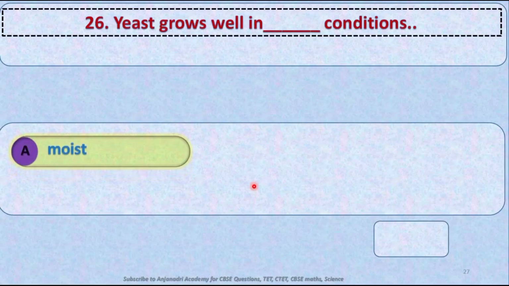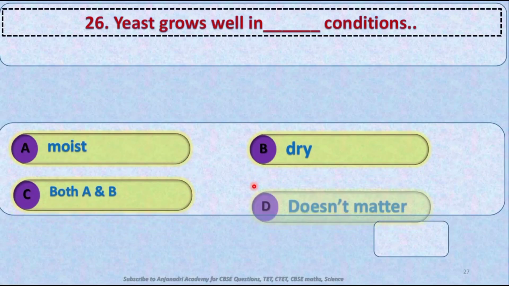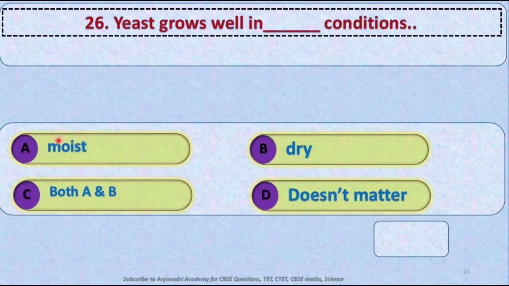Yeast grows well in dash conditions: moist conditions, dry conditions, both A and B, doesn't matter. We know that yeast grows well in moist conditions. Therefore, the correct answer is option A. Here is the next question.